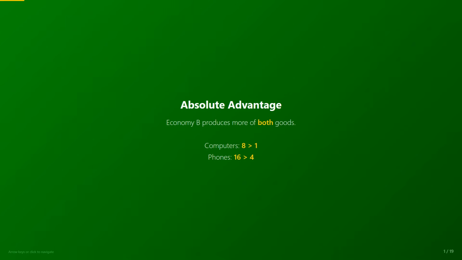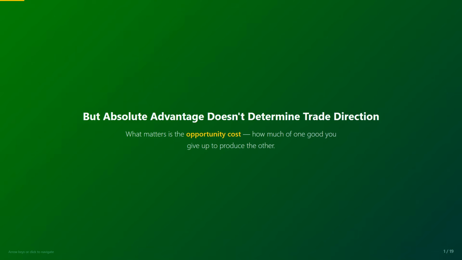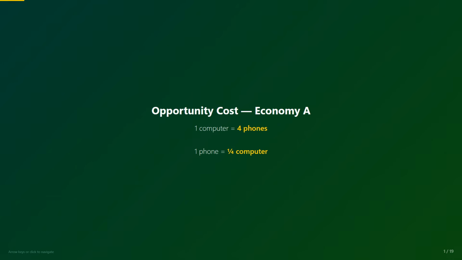But as we've learned, absolute advantage doesn't determine the direction of trade. What does? Comparative advantage, that is, how much it costs me to produce one product in terms of giving up the other product. Let's calculate. In economy A, what does a computer cost? A worker who chooses to produce one computer gives up 4 phones. So one computer costs 4 phones. In economy B, a worker who produces a computer gives up 2 phones. Why? Because the ratio is 8 computers to 16 phones, meaning one computer equals 2 phones.